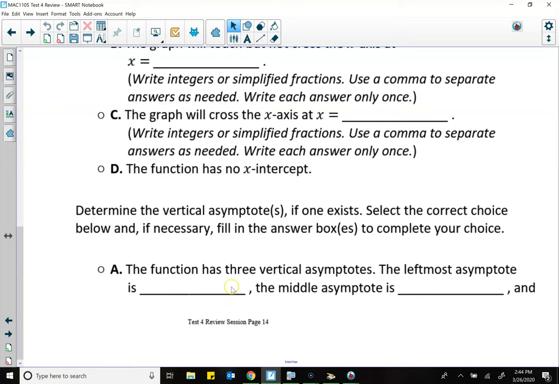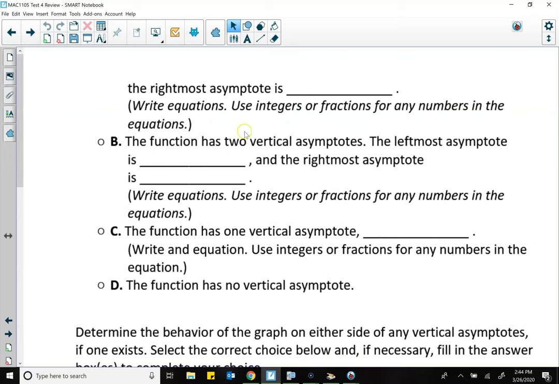So if we're looking at this, it has 3 vertical asymptotes. Well, that's not true. So we know it's not A. So moving to the next page. Has 2 vertical asymptotes? Absolutely. The left asymptote is x equals negative 9. The right asymptote is x equals 0. Just put them in order. The left one is the smallest one. The right one is the largest one. So you'd select B, x equals negative 9 and x equals 0.